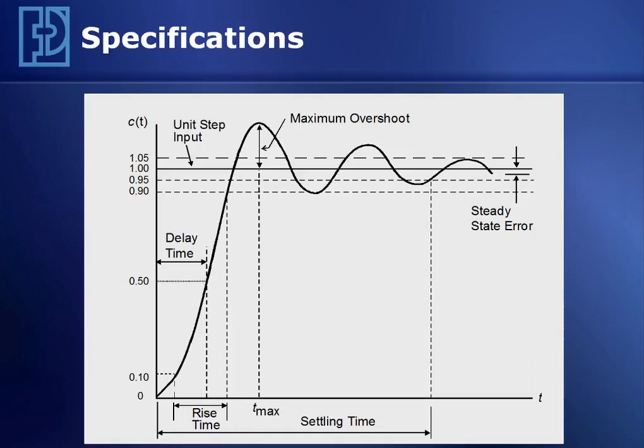transient type tests. So we see on this response the 50% delay time, the 10 to 90% rise time, the large overshoot, and the ringing. And we measure the ringing to where the value is within certain percentages of the final value. That's called the settling time. We're indicating the 10% settling time and the 5% settling times on this chart.